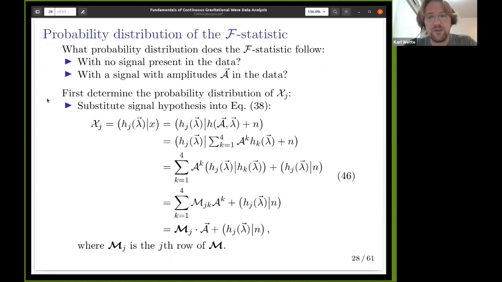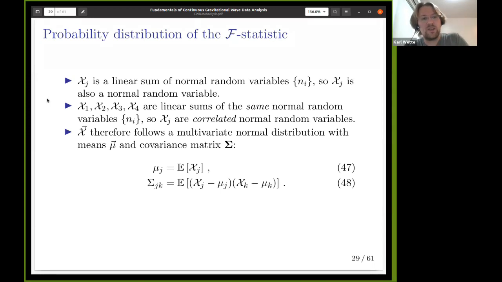To do that, the first thing we need to do is work out the distribution of this vector x. So we can substitute the signal hypothesis into the equation for x. If you work through equation 46, you'll see that x is given by the A vectors, now the parameters of our signal. So we have a dot product with the jth row of M for the jth value of x, and then we have some product of hj with the noise.